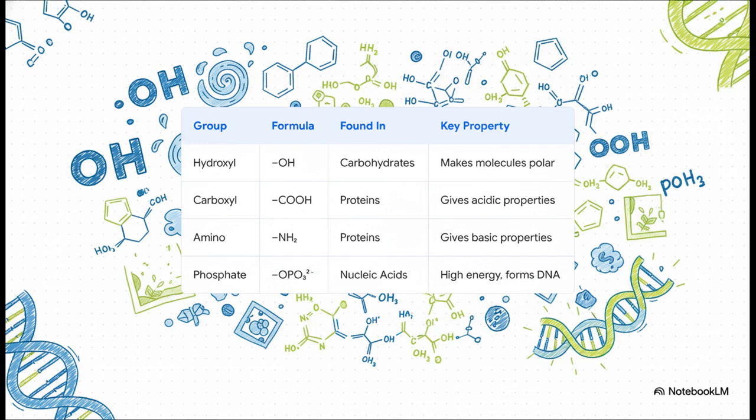You see the hydroxyl group? Slap that onto a carbohydrate, and suddenly it can dissolve in water. That's exactly why sugar disappears in your coffee. Now, proteins are built from amino acids, which brilliantly have both an acidic carboxyl group and a basic amino group. And nucleic acids? They use that high-energy phosphate group to link together and form the backbone of DNA. These little attachments change everything. In fact, sometimes just flipping the position of one tiny functional group can turn a helpful medicine into a dangerous poison.